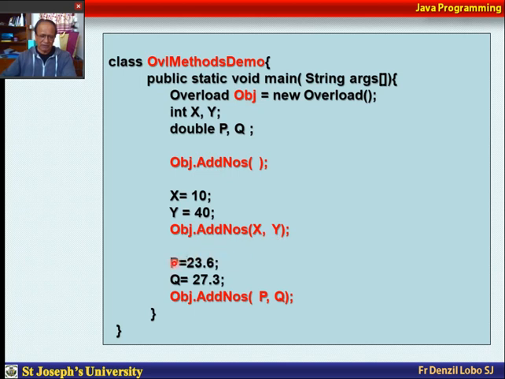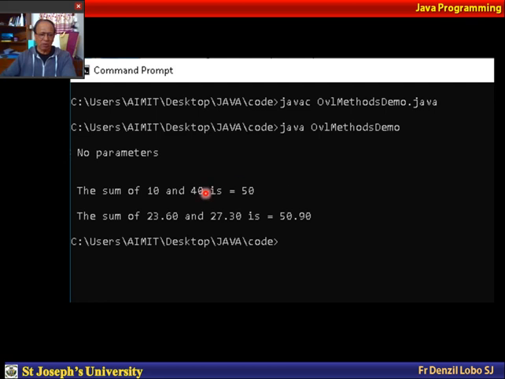With x and y, it immediately prints the sum of these two numbers. Here I am assigning two floating numbers to p and q. I am calling the same function with p and q, but there were integer parameters and here you are passing floating number parameters. Let us see what happens. This is the output. The sum of 10 and 40 is equal to 50, an integer, whereas the sum of 23.6 and 27.3 is equal to 50.90. You have got the floating number output. This is an example of method overloading.